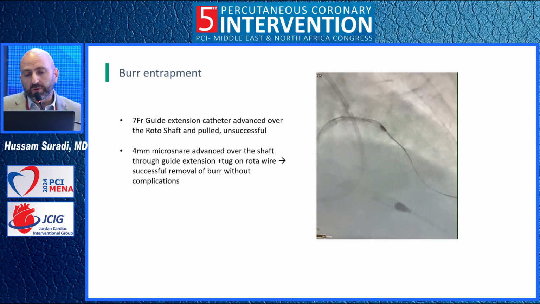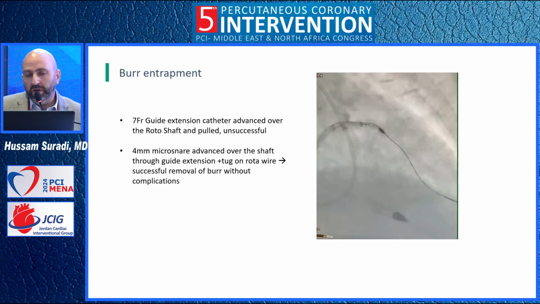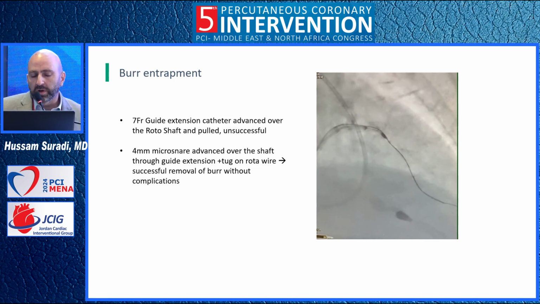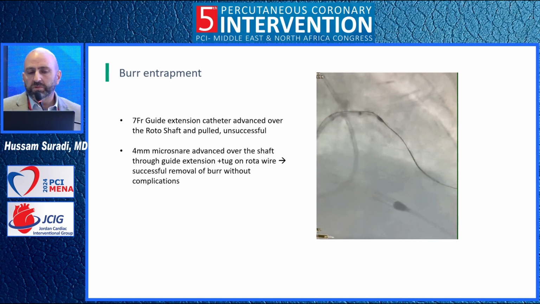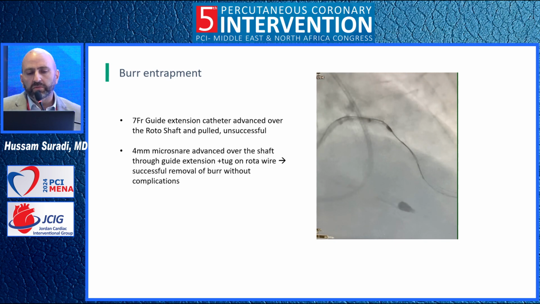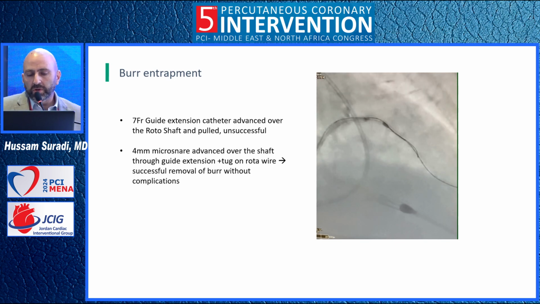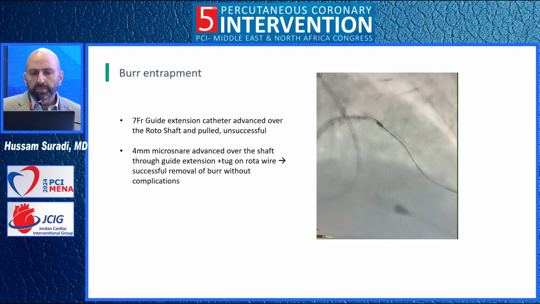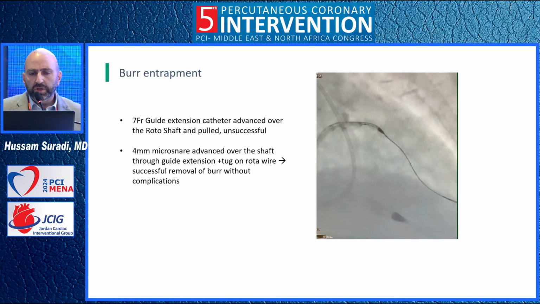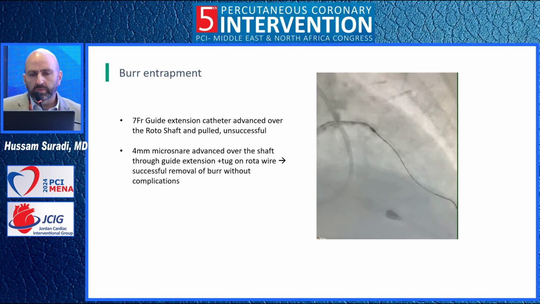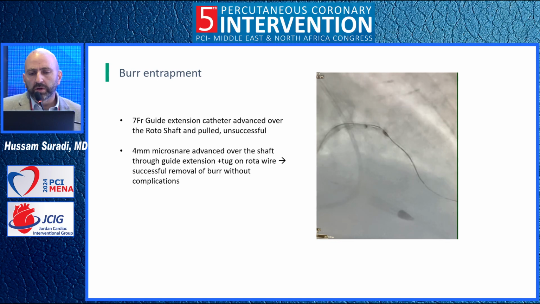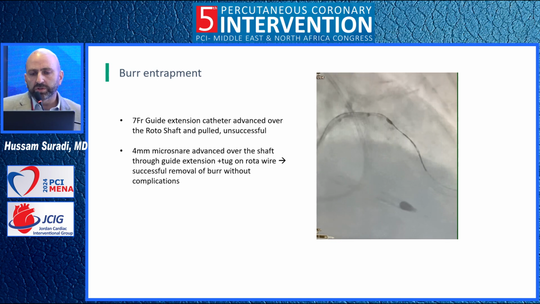We were really not sure what we could do right now. I thought we were done. I didn't really have any other options. What we thought about was trying a micro snare. So we used the 4 millimeter micro snare. We advanced it over the rota drive shaft and got it so close to the burr. And then with the guide extension and pulling on the micro snare, you'll see here towards the end, the burr popped back, and we were able to get it back in the guide. On top of this, you also see I was pulling on the guide wire, the distal part of the rota wire, which is the 014.